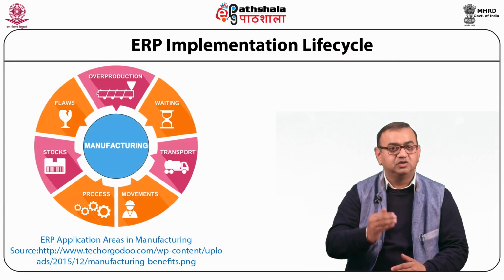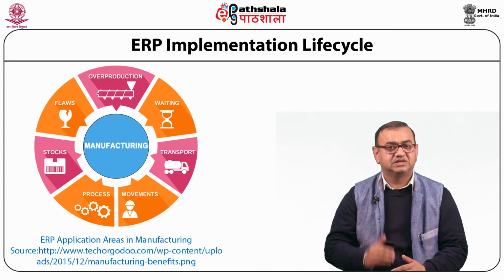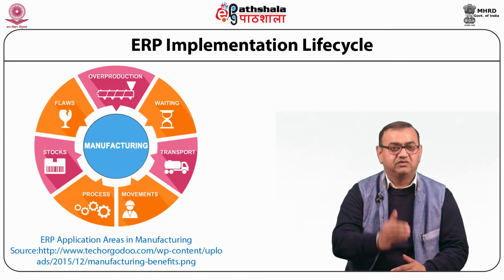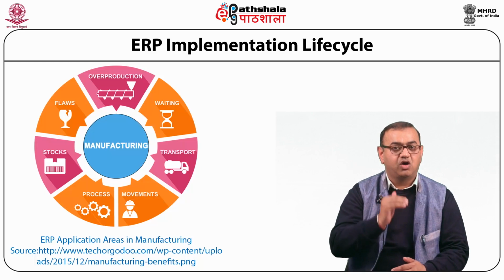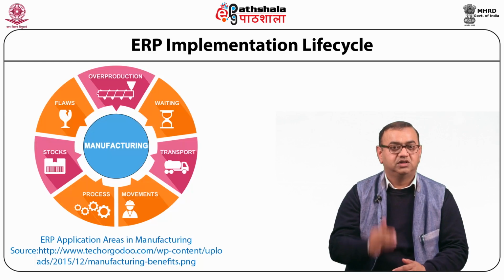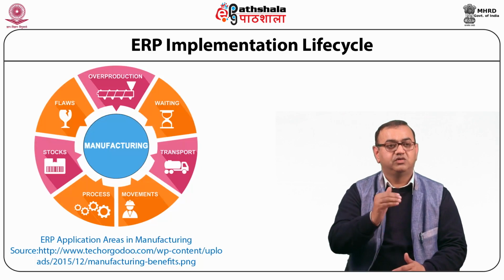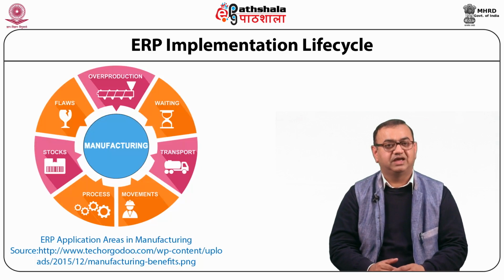Then comes reducing inventory. ERP helps the manufacturing process flow more smoothly by providing more visibility of order fulfillment. This helps to reduce inventory and ensure faster delivery of material, thus improving the supply chain.